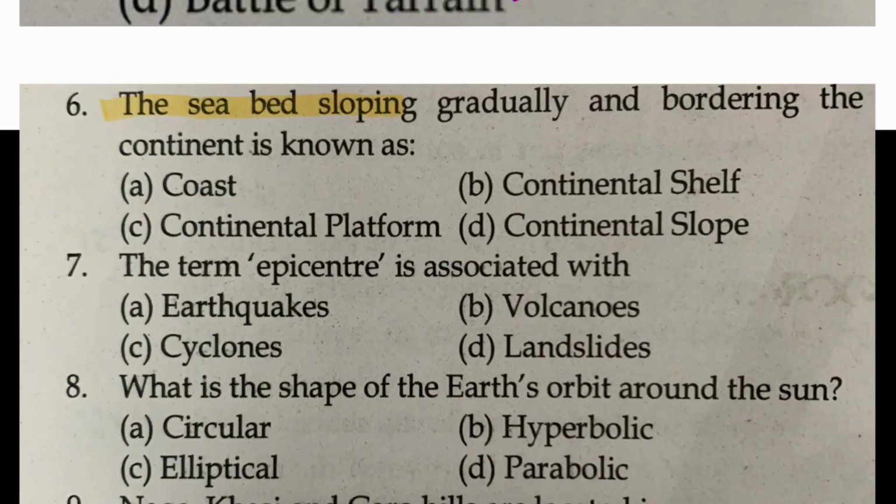Question number 6. The seabed sloping gradually and broadening the continent is known as coast, continental shelf, continental platform, continental slope. The answer is B. The term continental shelf is used by geologists generally to mean that part of a continental margin which is between the shoreline and shelf break, or where there is no noticeable slope between the shoreline and the point where the depth of the superjacent water is approximately between 100 to 200 meters.